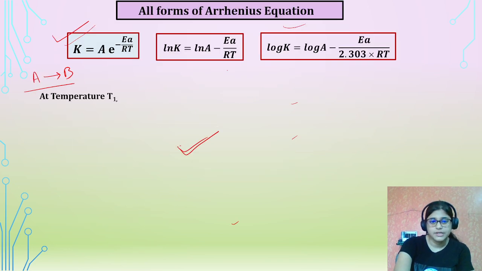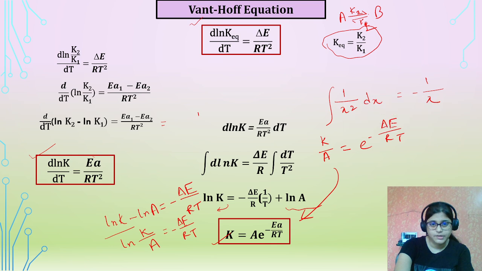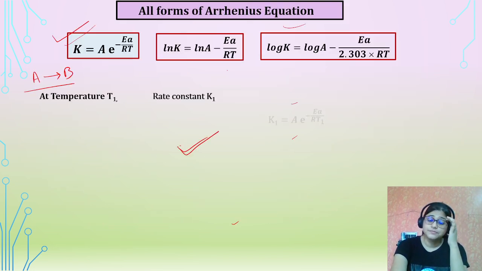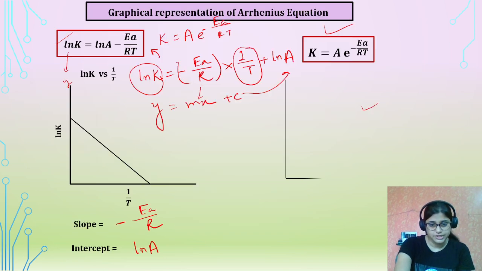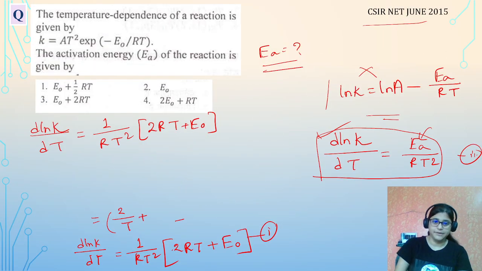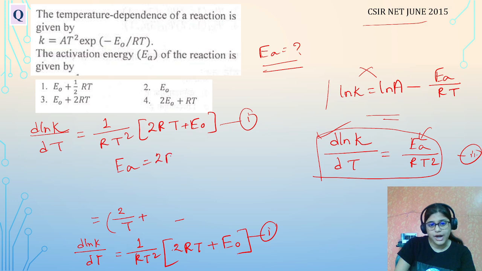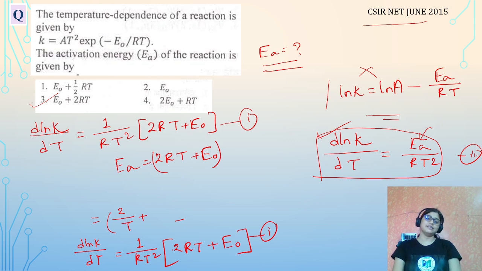If you forget about this, let's see this. Here we have d ln k by dT equal to Ea by RT squared. I was talking about that equation only. Now if you compare 1 with 2, 1 by RT squared is there on both sides, only Ea is left, and the left hand side is also the same. So Ea will be 2RT plus E0. Is it in the options? Yes. So C will be the correct answer.